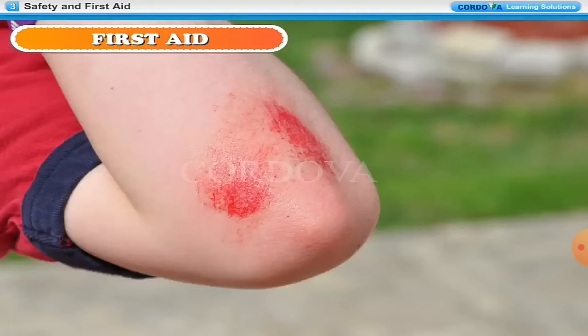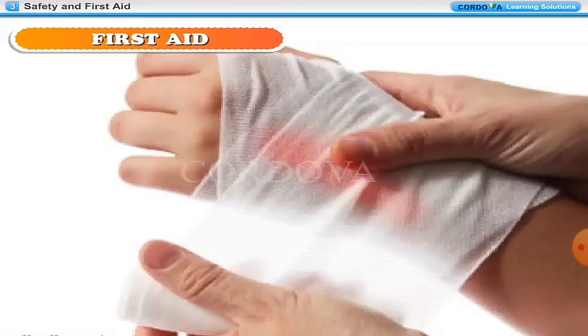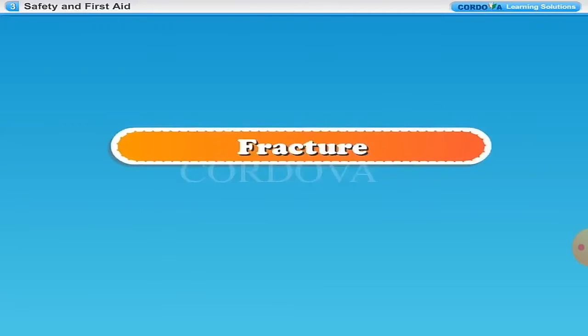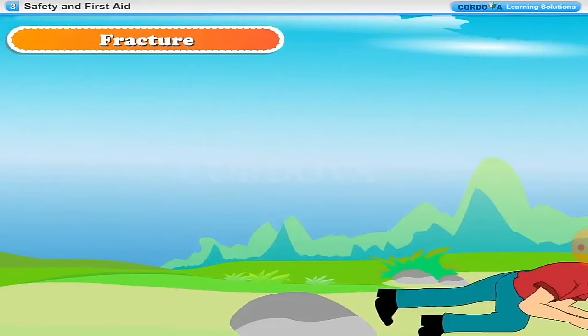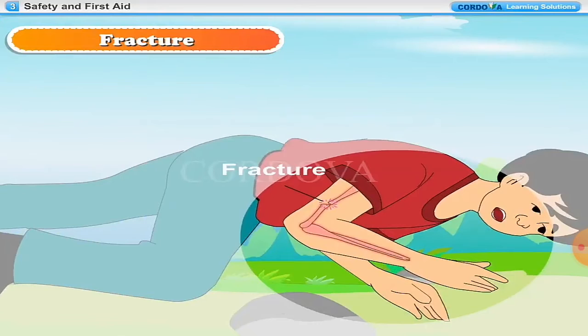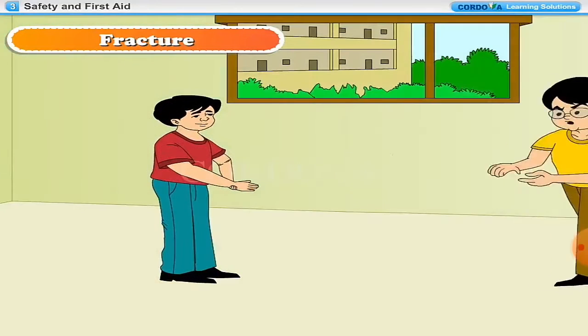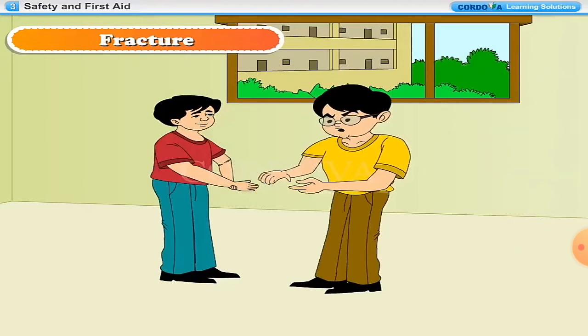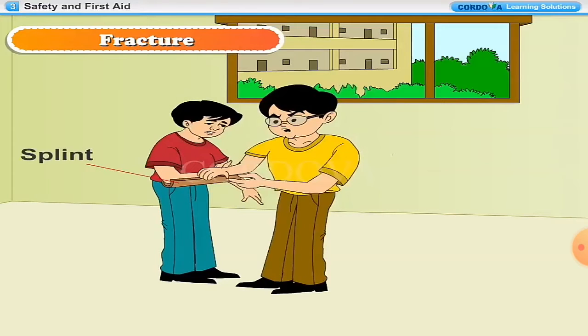You already know about the first aid to be given for minor cuts and wounds, nose bleeding, and minor burns. Some more first aid tips are given here. Let us learn them. Fracture. Fracture is a crack or break in a bone. Take a magazine, piece of cardboard or wood, or a pillow, and tie it around the fractured part. This acts as a splint. This prevents movement of the broken bone.